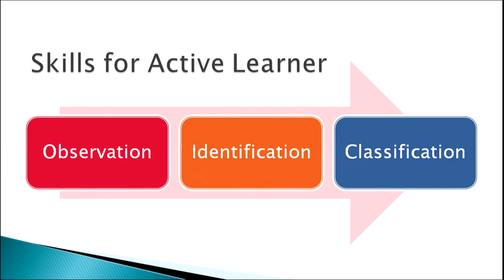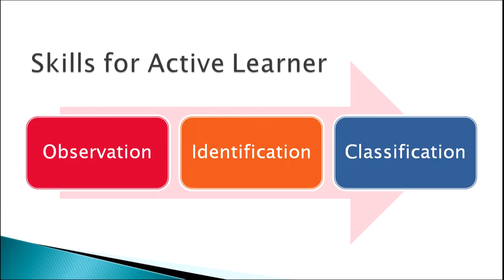Skills for the active learner. Now, how can a teacher judge whether the learner is active or not? So there are many skills. If a teacher is able to make the child skillful, that is, the child is able to observe, identify and classify things, that is, the teacher has been able to inculcate the requisite skills which as a learner he needs to get, that is, observation, identification and classification.